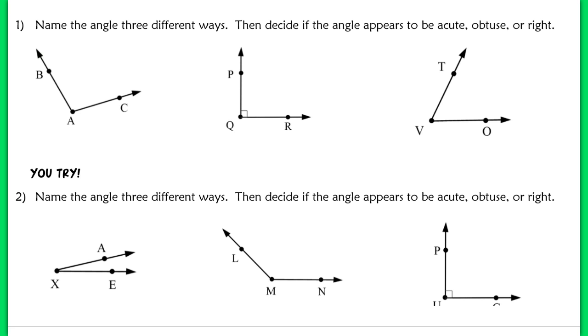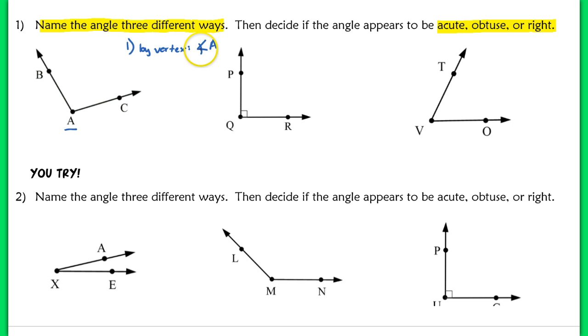Now we're going to be asked to name specific angles. So when we name an angle, there's actually three different ways that we can name an angle. We're also going to decide in these problems if the angle appears to be acute, obtuse, or right. So let's start with this first example. Whenever you name an angle, one of the ways that you can name that angle is by the vertex. Okay, so by our vertex. So in this case, I'm going to call this angle A.